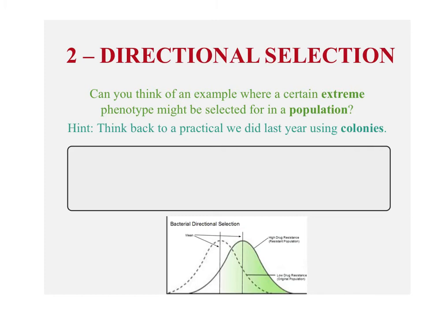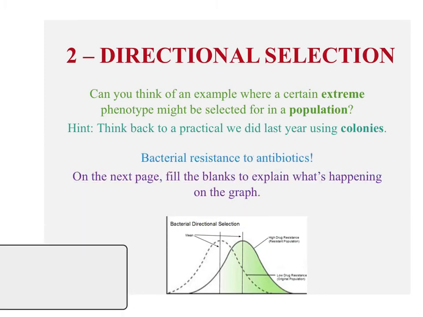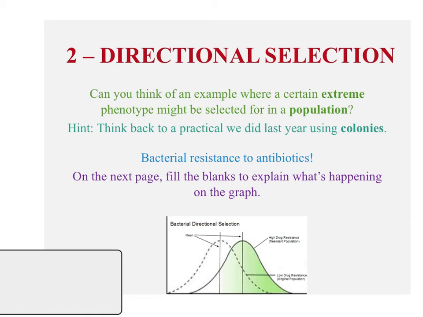Now, in the diagram, I'm not going to ask you this question. We would discuss it if my animations would actually work. But bacterial resistance to antibiotics is the example for this. Okay, so we can see in the diagram that an initial bacterial population, shown by the dashed line, has a low drug resistance. However, over time, the majority of the population actually shift to having that drug resistance.